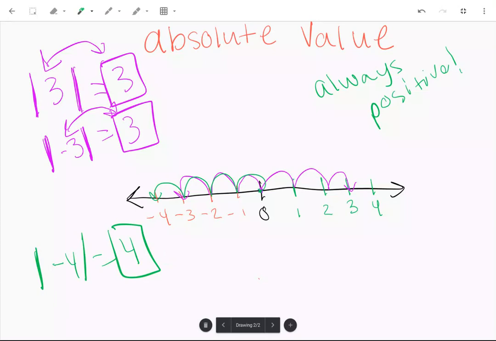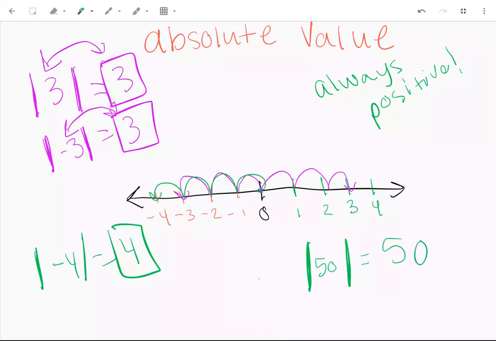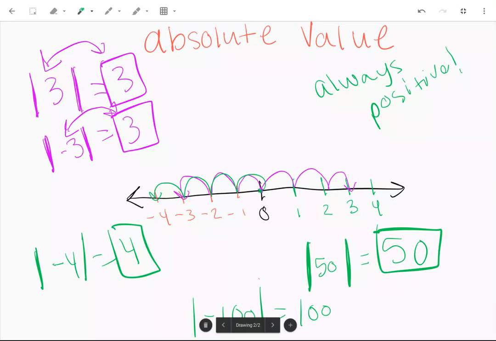Okay? So it's kind of the same thing if I want the absolute value, and remember these lines mean absolute value of 50. Our answer would be 50, positive 50. Absolute value of -100, our answer would be 100. Okay, so the absolute value is always, always, always positive, and it's represented by these lines right here.